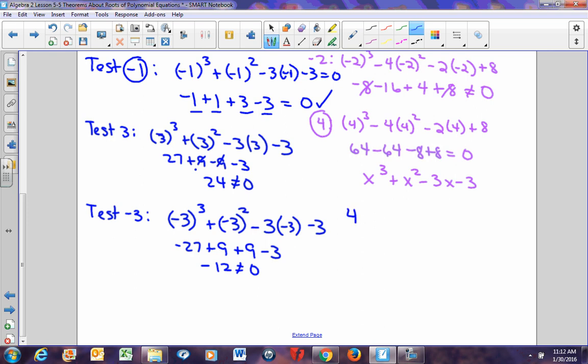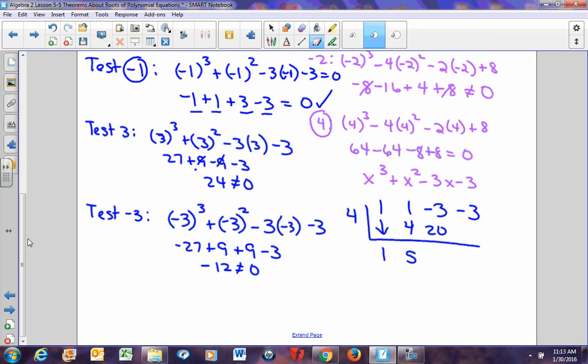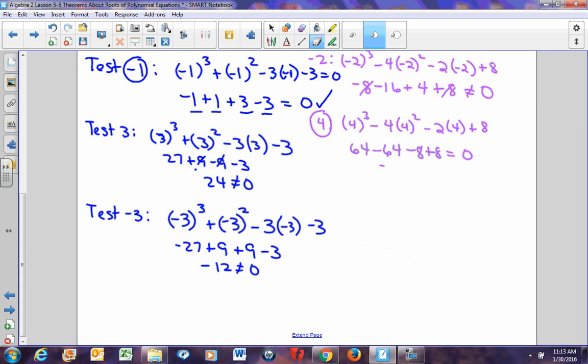So I'm going to say 4 divides into 1x to the third, 1x to the second, negative 3x, and negative 3. So 1 times 4 is 4, 4 plus 1 is 5, 5 times 4 is 20. Okay. Wait a second. No, I didn't write the problem down right.